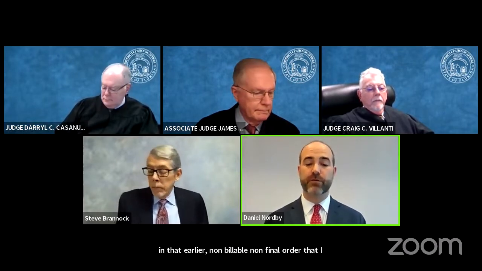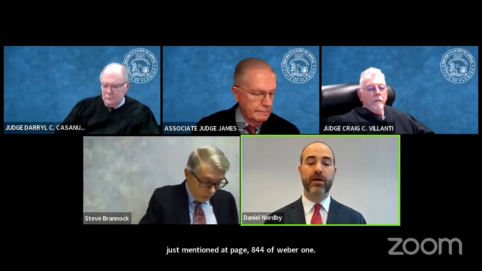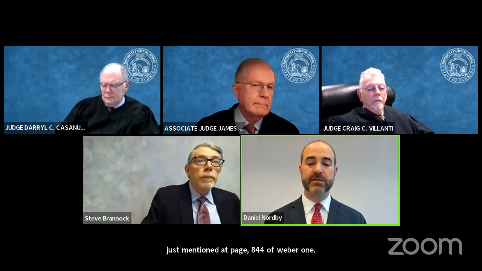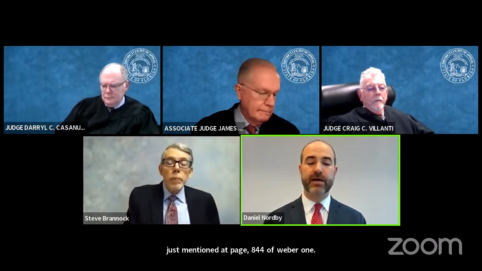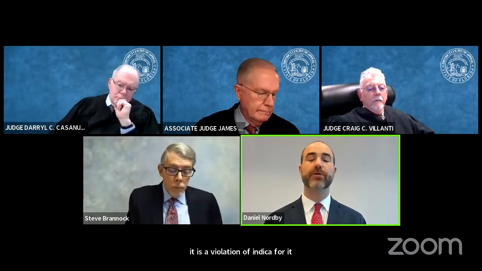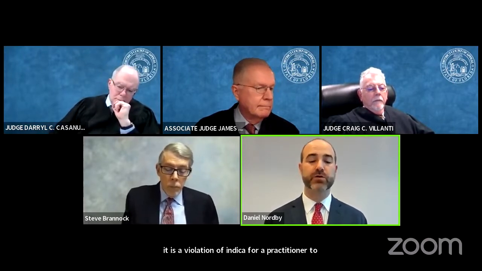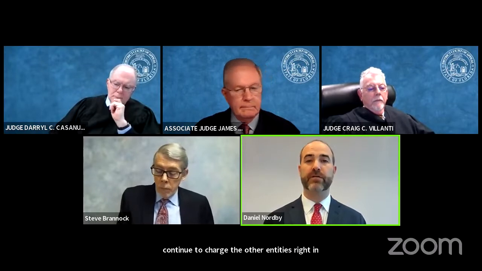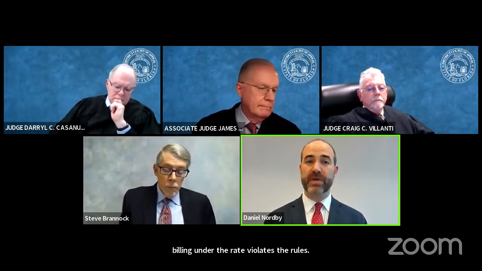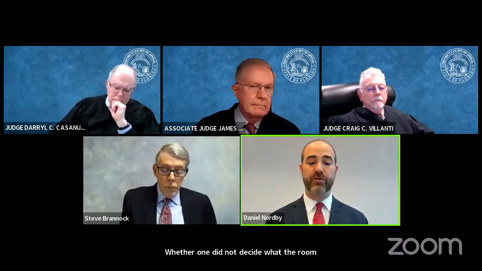At page 844 of Weber 1, the prior panel therefore explicitly stated that it was confining its analysis to, quote, whether it is a violation of FDUTPA for a practitioner to continue to charge the other entity's rate in circumstances where the trial court has found that billing under the rate violates the rule. Weber 1 did not decide what the rule means, and that issue is properly before the court.